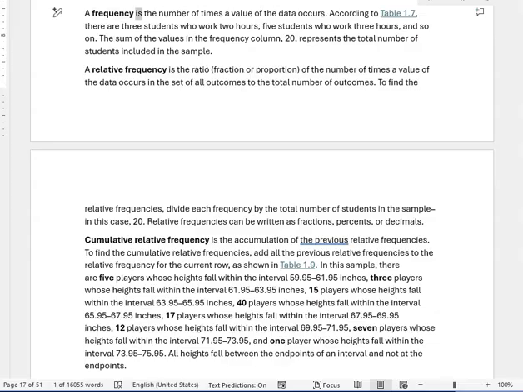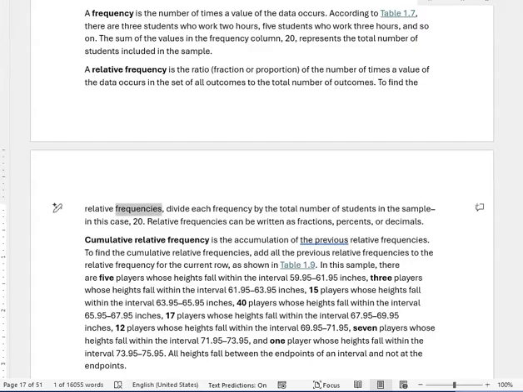A frequency is the number of times a value of the data occurs. According to Table 1.7, there are 3 students who work 2 hours, 5 students who work 3 hours, and so on. The sum of the values in the frequency column, 20, represents the total number of students included in the sample. A relative frequency is the ratio, fraction, or proportion of the number of times a value of the data occurs in the set of all outcomes to the total number of outcomes.